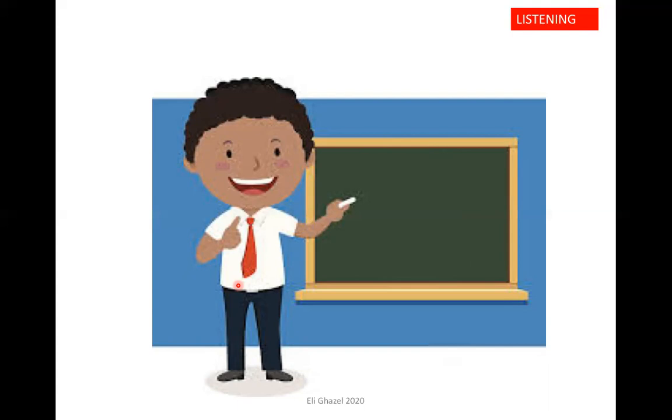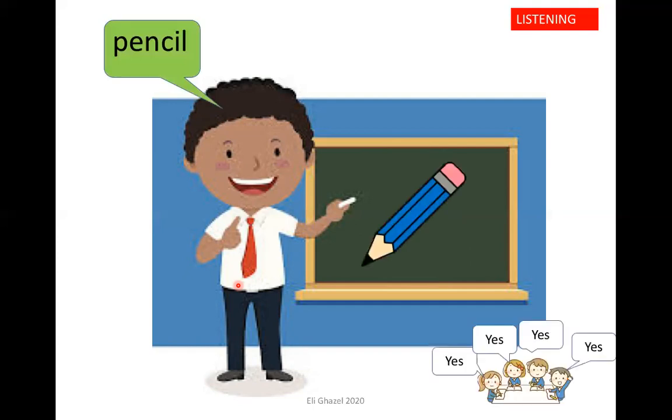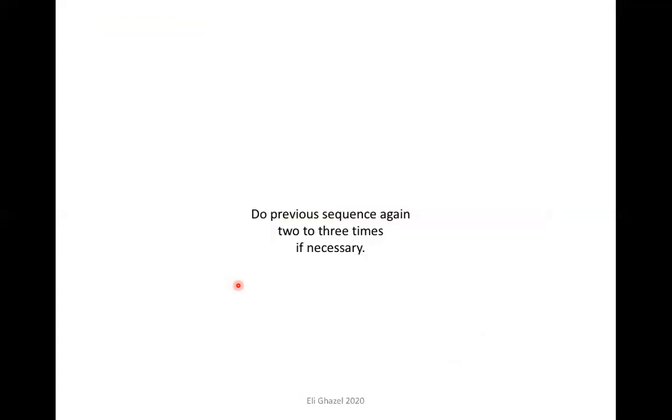You say a word, pencil. 1, 2, 3. You put a picture and signal, and the kids go, yes. So you need to do this again and again until they master not just the words, but how to use this tool. Now, once they master pencil and bag, then you can start to apply new words. Remember, once they learn this tool, you can apply it on new words as well.